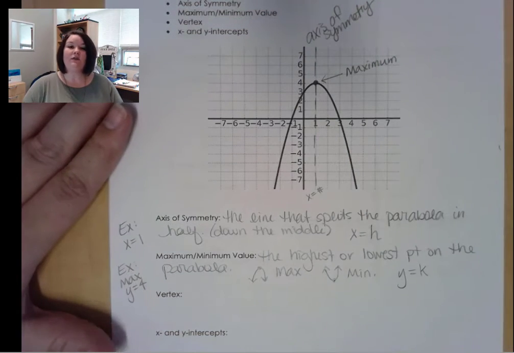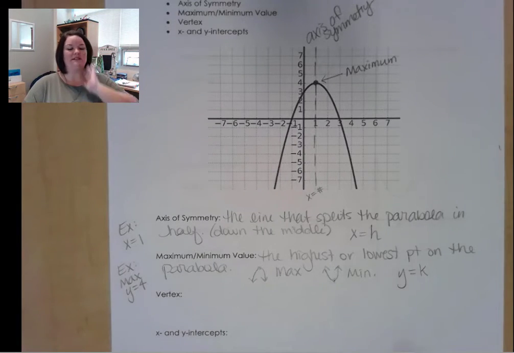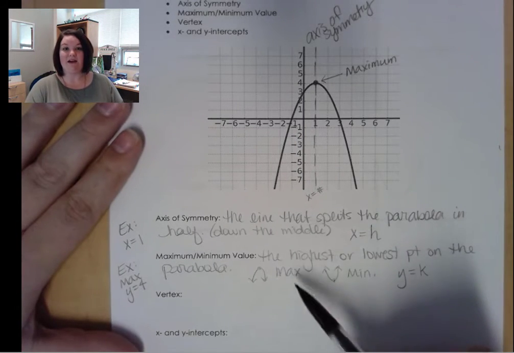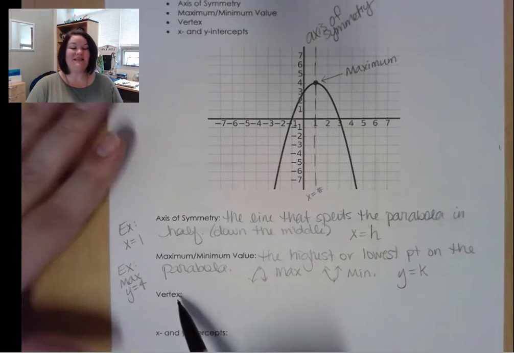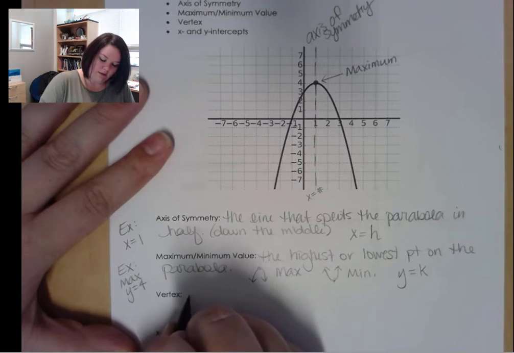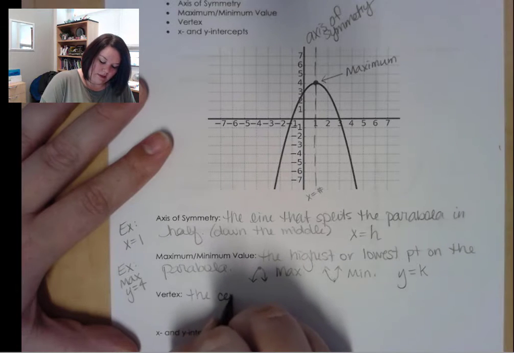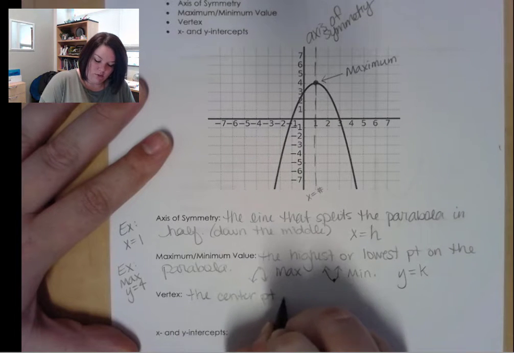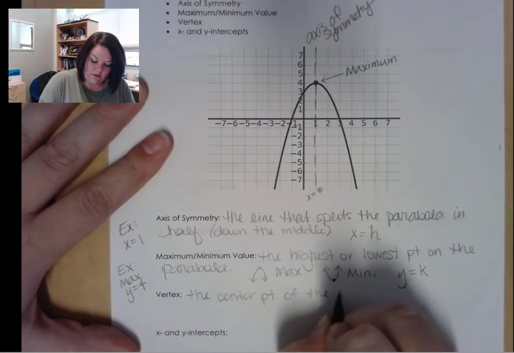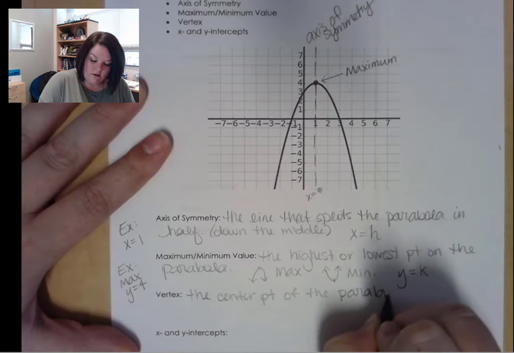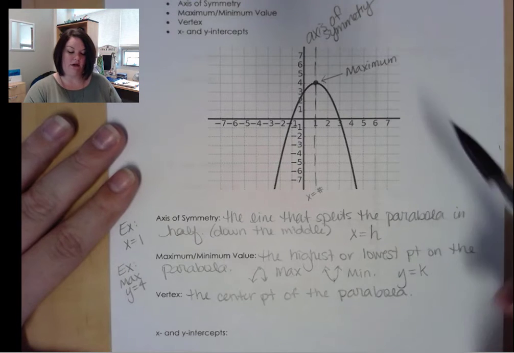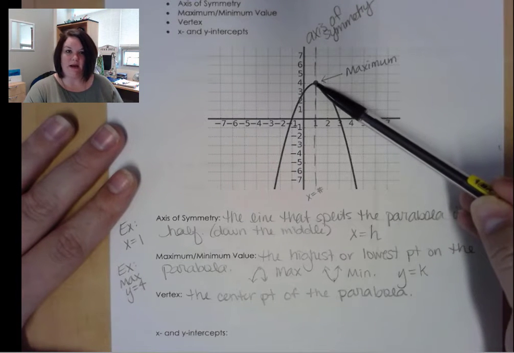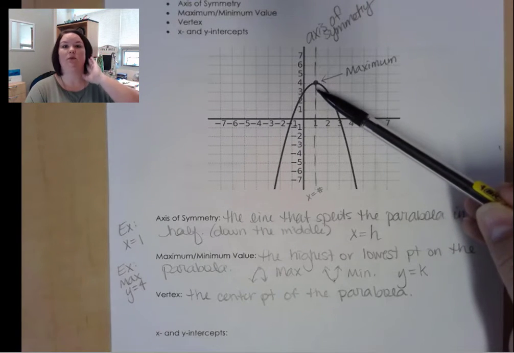Okay, now the most important point that will help us determine these two things without having to look at a picture is our vertex. And the vertex is basically the center point of the parabola. Okay, so when we look at our parabola, this would be our center point, right? Actually, it happens to be our maximum point, right?